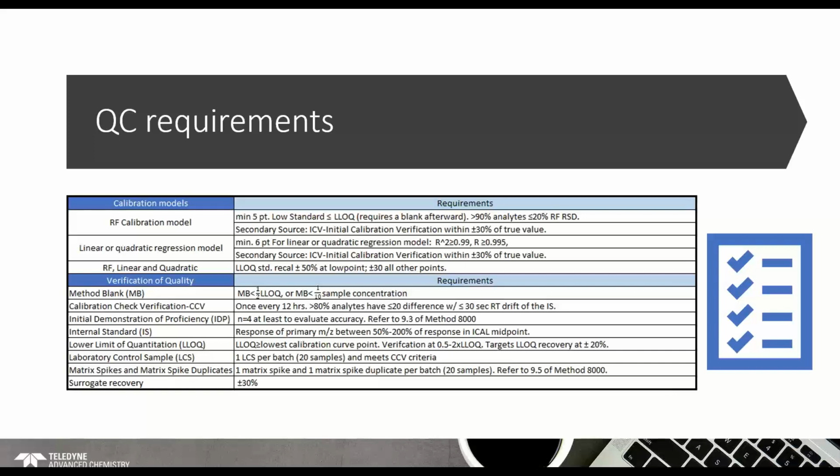The laboratory control sample is done at 1 per batch of every 20 samples and must also meet the CCV criteria, while the matrix spikes are still done at a 1-to-1 ratio, with 1 matrix spike and 1 matrix spike duplicate per 20 samples. Please refer to section 9.5 of method 8000 for more details. And surrogate recoveries are done at plus or minus 30%.